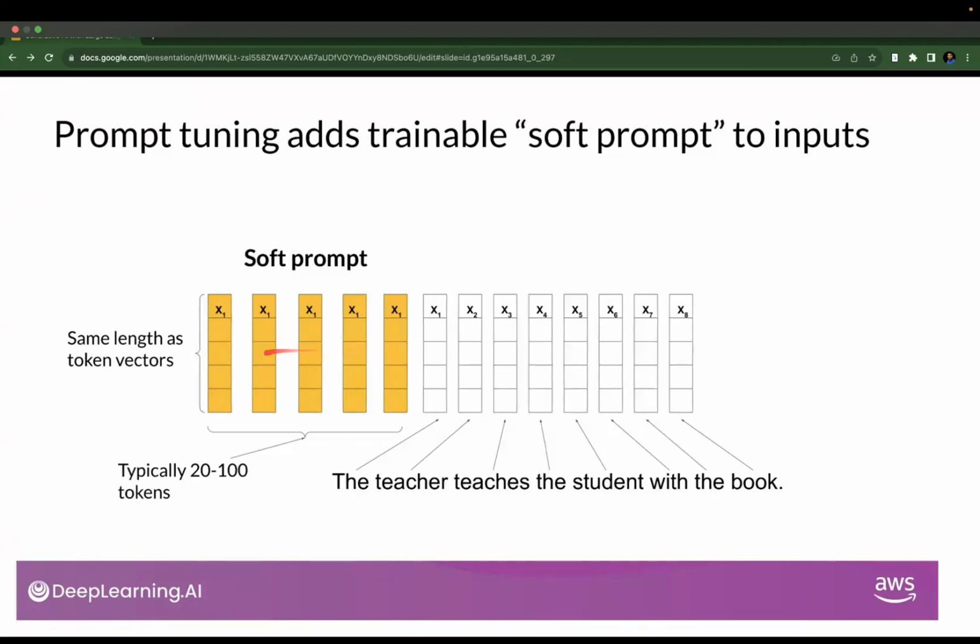And the good thing is that these soft prompts are not set by us, rather they are decided or inferred or learned by the model itself during instruction fine tuning.